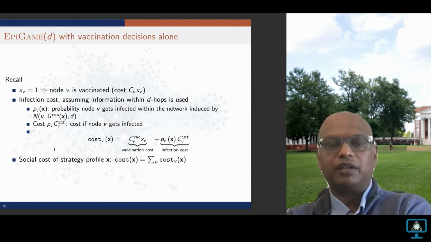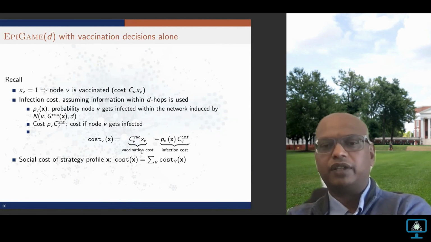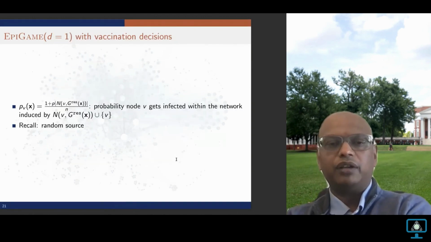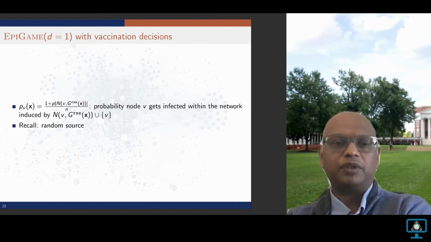So let's look at D equals 1 and again recall the definition. So the cost is vaccination cost plus this infection cost. So in the D equals 1 case, the probability has a simple expression. So it's 1 plus p times the neighbors in the residual graph divided by n. Here I'm using n to be the open neighborhood. Sorry, I mentioned closed. But yeah, so basically the probability V gets infected is 1 plus p times the number of neighbors divided by n. This is because we have a random source.